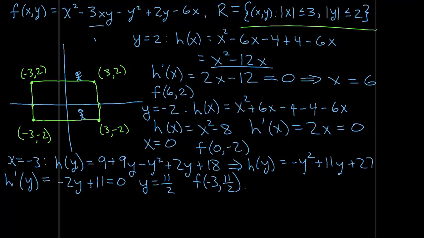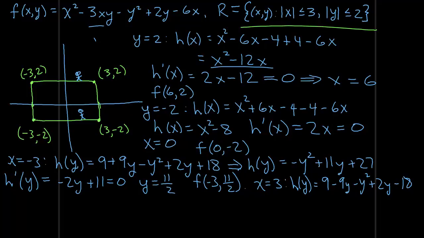So we'll say, okay, x is equal to positive 3. And then we've got h of y. Now, if we've got h of y at positive 3, let's see if it's going to be any different: 9 minus 9y, and then minus y squared. Nothing's changed so far. Plus 2y, and then minus 18. So a little bit changed on that one, but not much. 9 minus 9y minus y squared plus 2y.